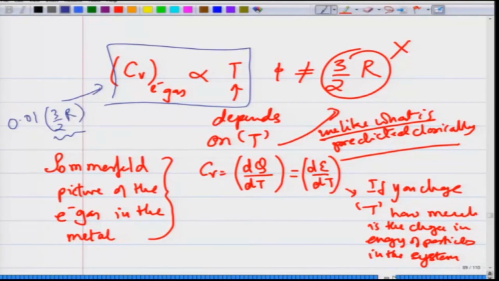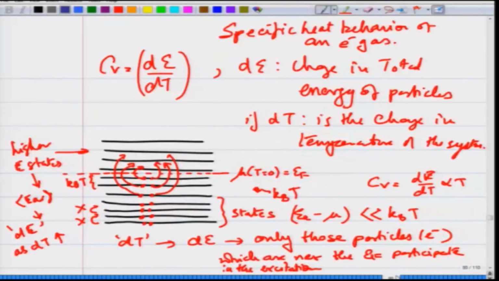And this is where Sommerfeld's idea became very successful in explaining this linear temperature dependence of the specific heat and why it is so much lower than 3/2 R, and where from the specific heat arises. Within Sommerfeld's model, you have these different energy states which you have from the periodic boundary conditions. You start filling up these states at low temperatures up to the Fermi level. If you increase the temperature slightly by dT, then the electrons which are present within a small region of the Fermi energy, of the order of kBT, will absorb the thermal energy and get excited to higher energy states.